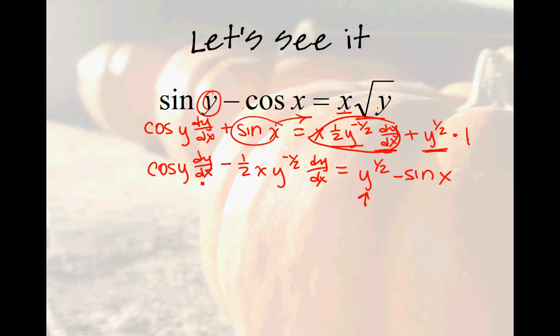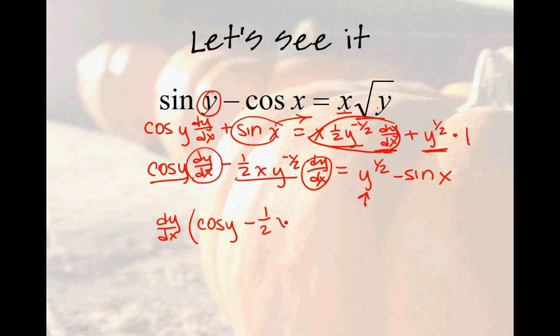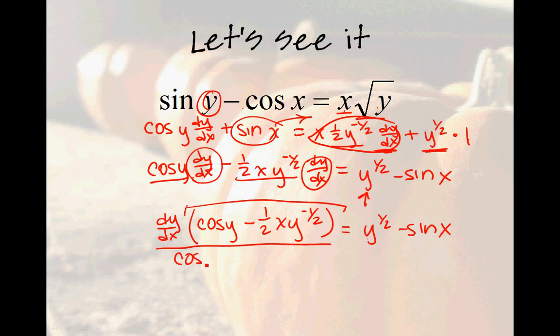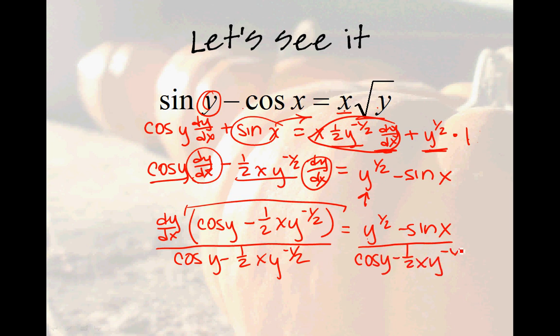Okay. So over on this side, I'm going to factor out the dy dx's. And then what's left here is cosine y minus 1/2 x y to the negative 1/2. And that equals y to the 1/2 minus sine x. So of course the last step now is to divide by all of this mess right here. So we have cosine y minus 1/2 x y to the negative 1/2, and over here the same, cosine y minus 1/2 x y to the negative 1/2.